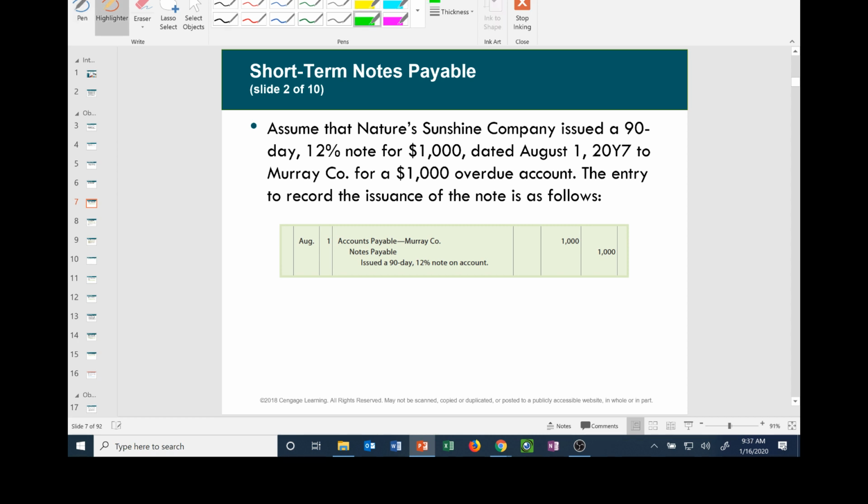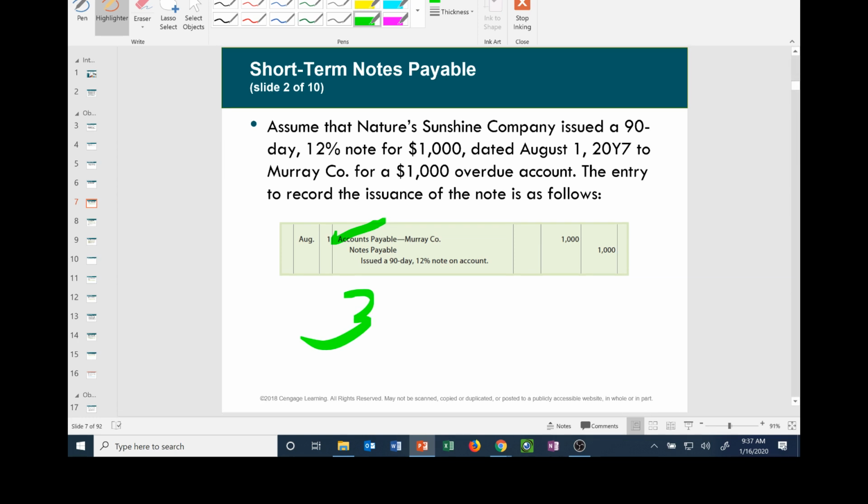But anyway, we're swapping accounts payable for notes payable. We also could borrow money from a bank, and it would be debit cash and credit notes payable. We also could buy heavy equipment or an asset and debit equipment and credit notes payable. So there are three ways to get a notes payable on your books.